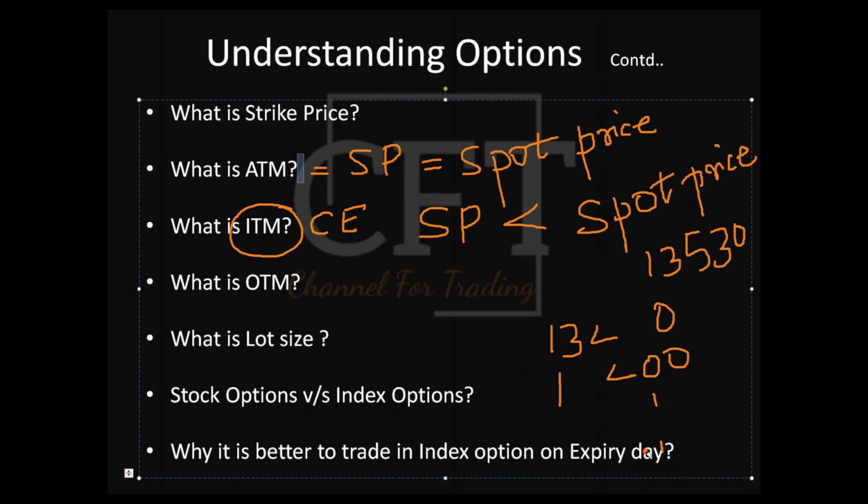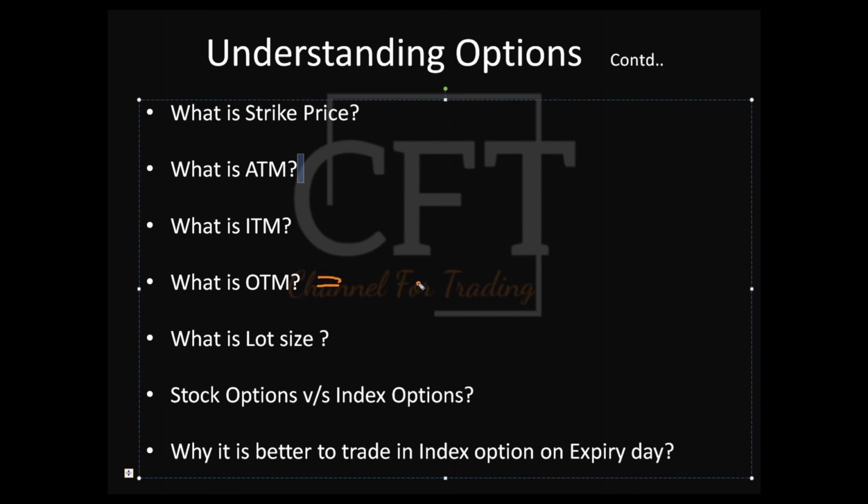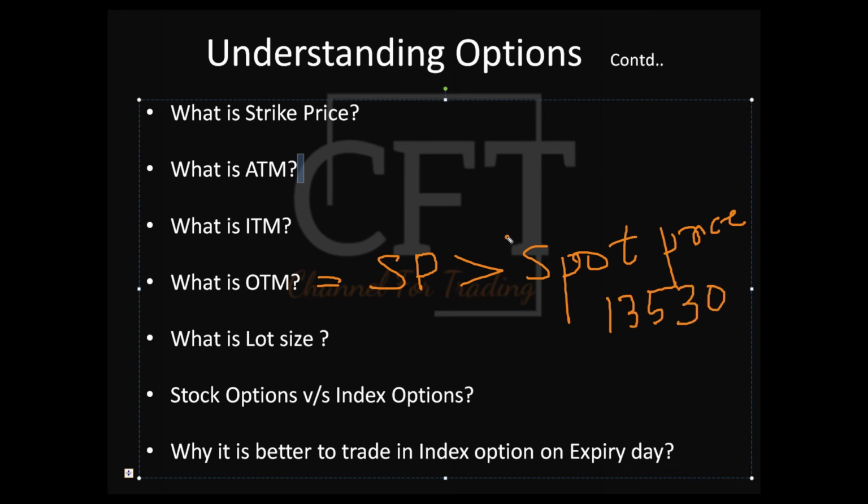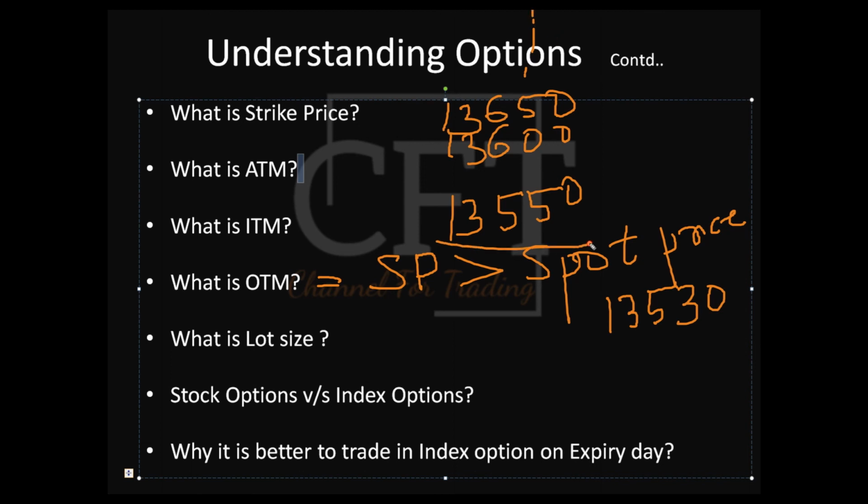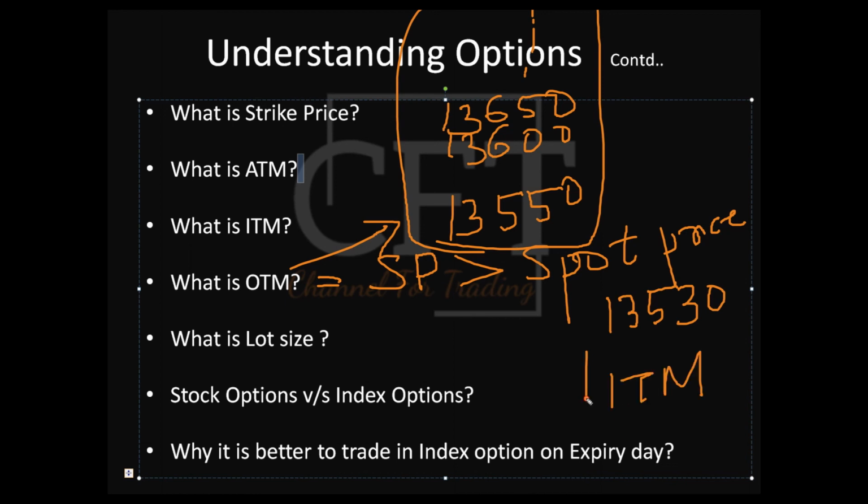Okay, I'm clearing this, and we will talk about what is OTM, out of the money. Out of the money is when your strike price is greater than your spot price. That means if your Nifty is trading at 13,530, all the strike prices of 13,550, 13,600, 13,650 and all the way up are known as out of the money. So whatever is below becomes in the money, and whatever is on top of this will become out of the money. Okay, I hope you have understood this.